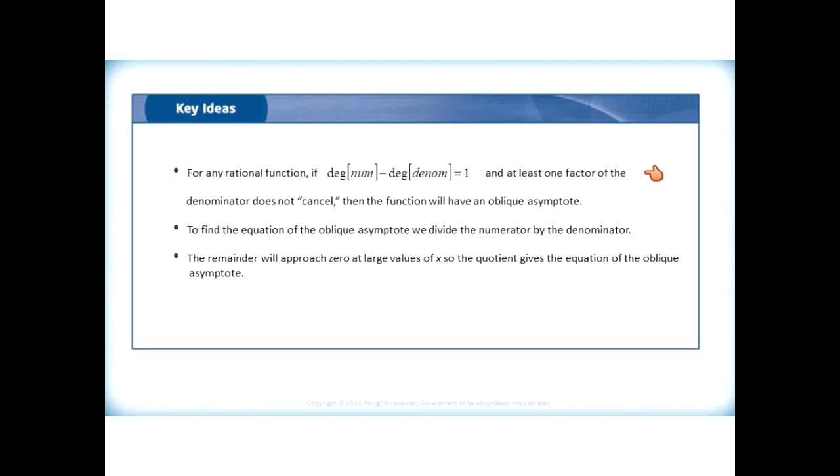Next, it says to find the equation of the oblique asymptote, we simply divide the numerator by the denominator, just like we did with both synthetic and long division. And the remainder that we get for that will approach 0 for large values of x, so that remainder is insignificant, and the quotient gives the equation of our oblique asymptote.